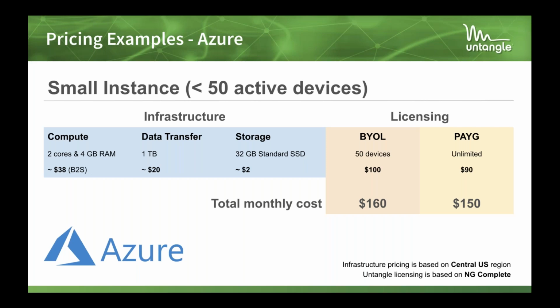And then the licensing part, if you go BYOL, is about $100 for a 50 device license, or $90 for the pay-as-you-go. So you see the bring your own license and pay-as-you-go licensing costs are somewhat comparable, although with the pay-as-you-go you're getting an unlimited license. So your total monthly cost for a smallish instance in the cloud is going to run you about $150, $160 a month, depending on which licensing option you choose for Azure.